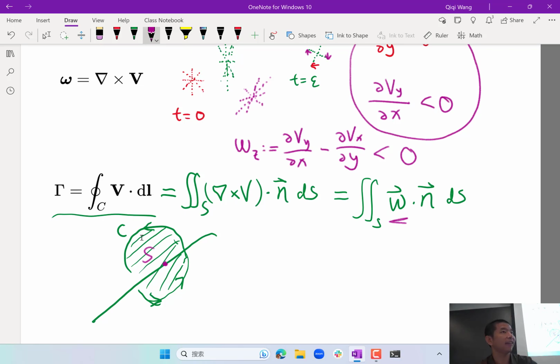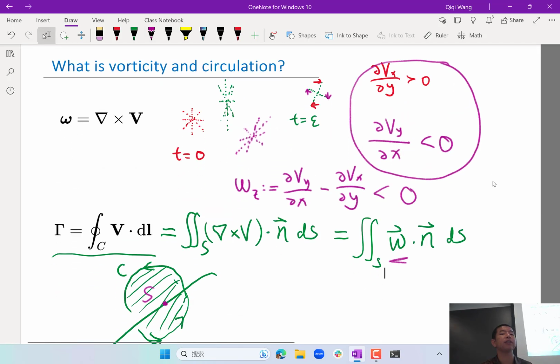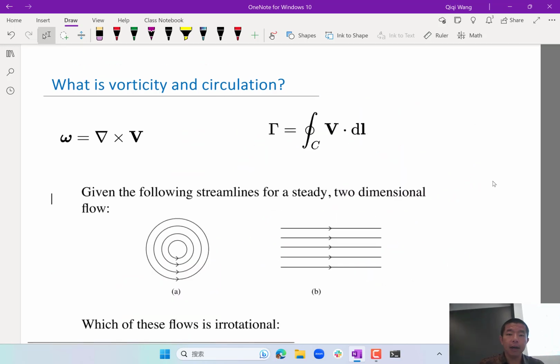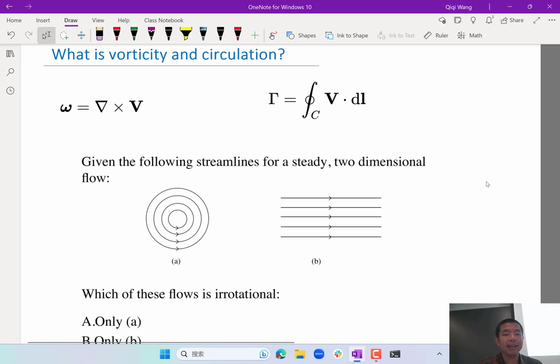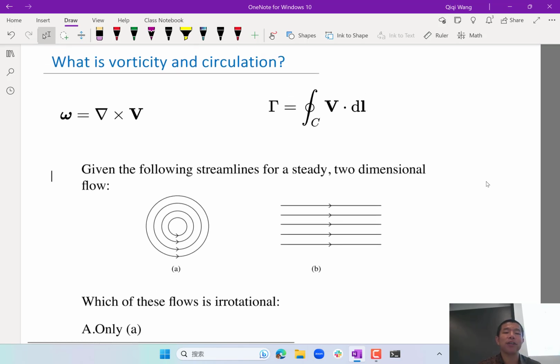All right. Any questions on this? So this is just about the definition of vorticity and vortex, whose strength is going to be measured by the circulation. Now let's look at a little question about vorticity.